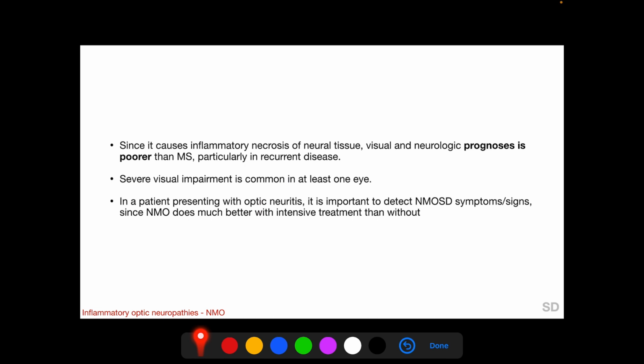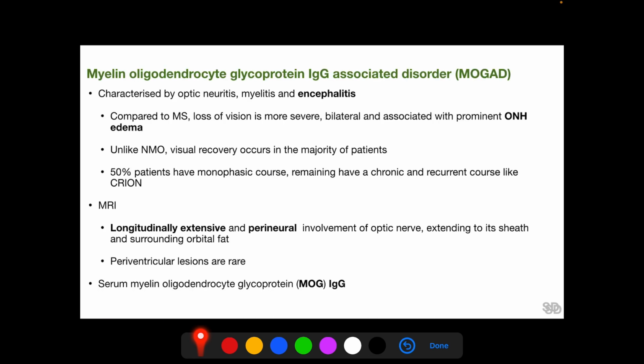As we have discussed in the previous slide, NMO does much better if intensive treatment is started at the very beginning of symptom onset. Then we have another entity called MOGAD, that is myelin oligodendrocyte glycoprotein IgG associated disorder. This is characterized by optic neuritis, myelitis and encephalitis. So in addition to optic neuritis and myelitis, we also have encephalitis. And compared to MS, loss of vision is more severe and bilateral and associated with prominent ONH edema. So this is a feature of MOGAD.